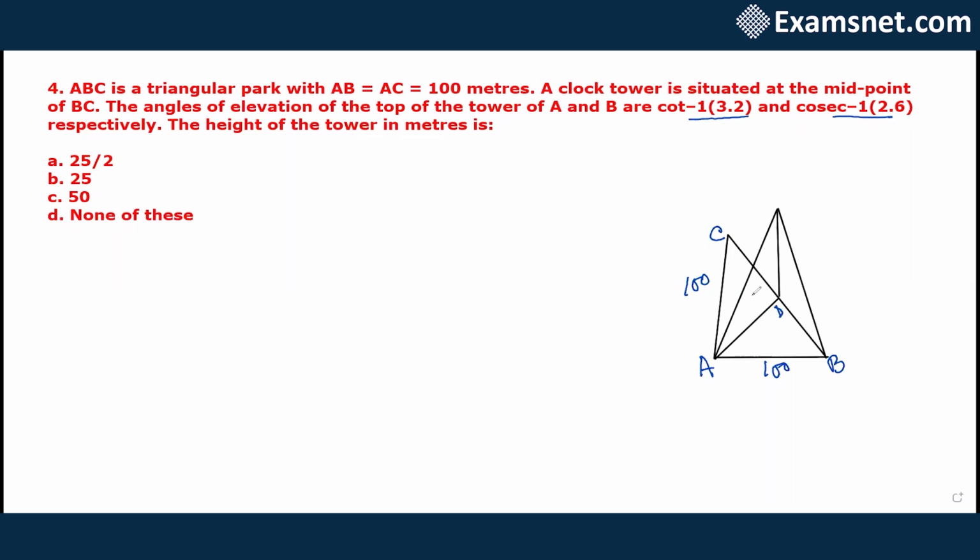So we can denote the angle as alpha. Let's say the angle of elevation from the point A to the top of the tower is alpha, and from the point B to the top of the tower is beta. Okay, so here PD refers to the clock tower. Since it's situated at the midpoint, obviously it makes a right angle at this point D. Now let us assume the height of the clock tower as H.